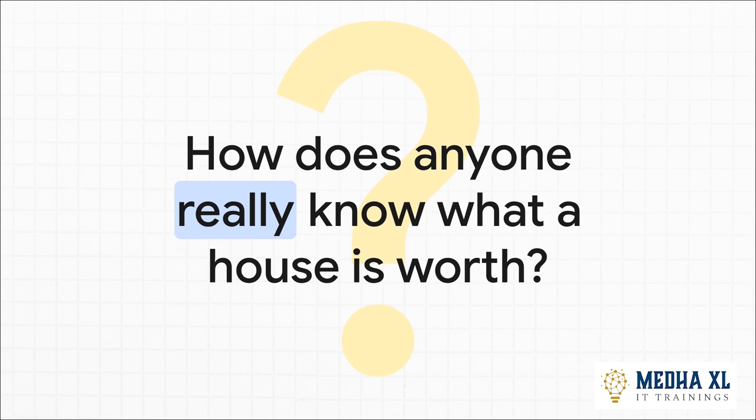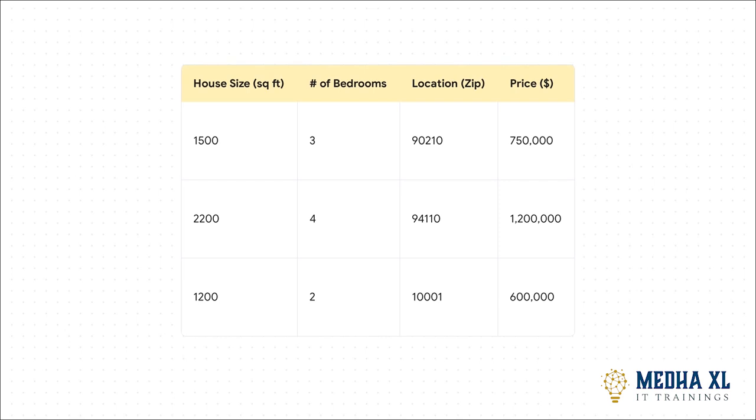Well, it turns out that for both people and for machines, the secret isn't in guessing at all. It's in looking at the past. The answer is hiding right there in the data. And this is where we find all the clues. See, in a simple table like this, we've got a whole history of houses that have already sold. We can see all their features, the size, how many bedrooms, the zip code, and most importantly, we know the exact price they sold for. This history right here, this is our treasure map.